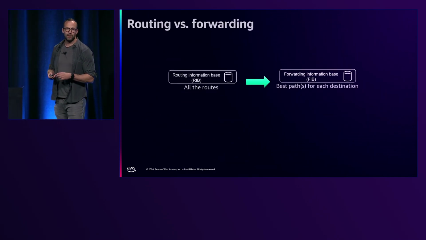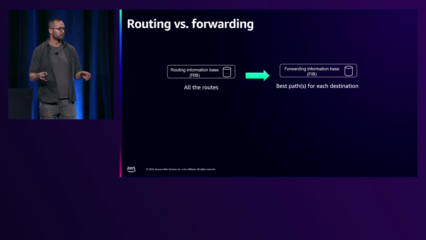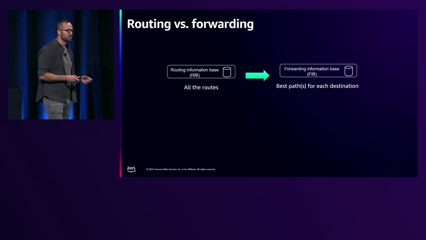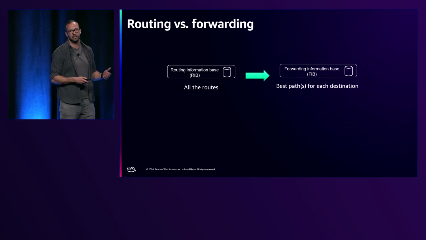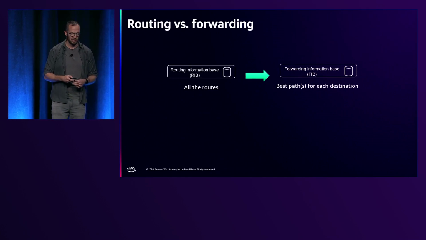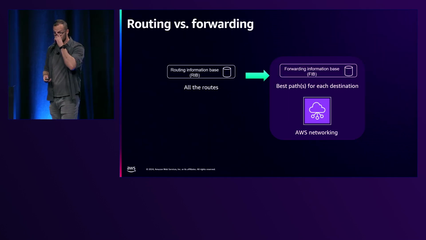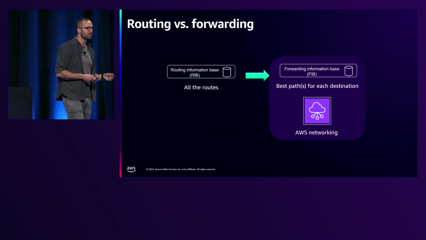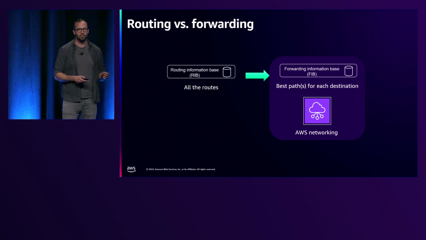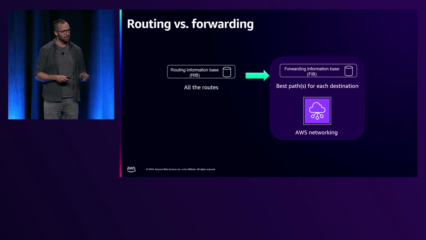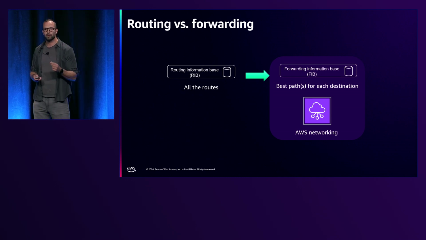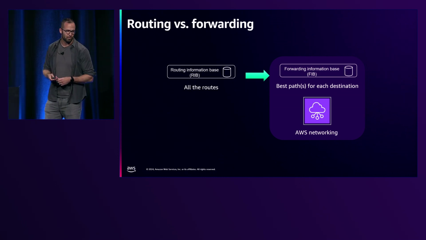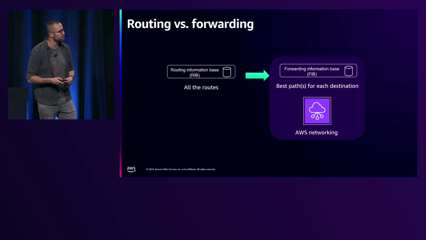So ultimately, the routing information base is all of the routes that a routing component is aware of. And then the forwarding information base holds the best paths to any given destination that the router has selected. Now, within AWS, when you're looking at the AWS networking components, we are showing you the forwarding information base. So even though there might be multiple paths to the same destination, when you look at the route table on any given solution, you'll see the forwarding information base and only the best route. And you'll see how that makes sense in some examples in a second.